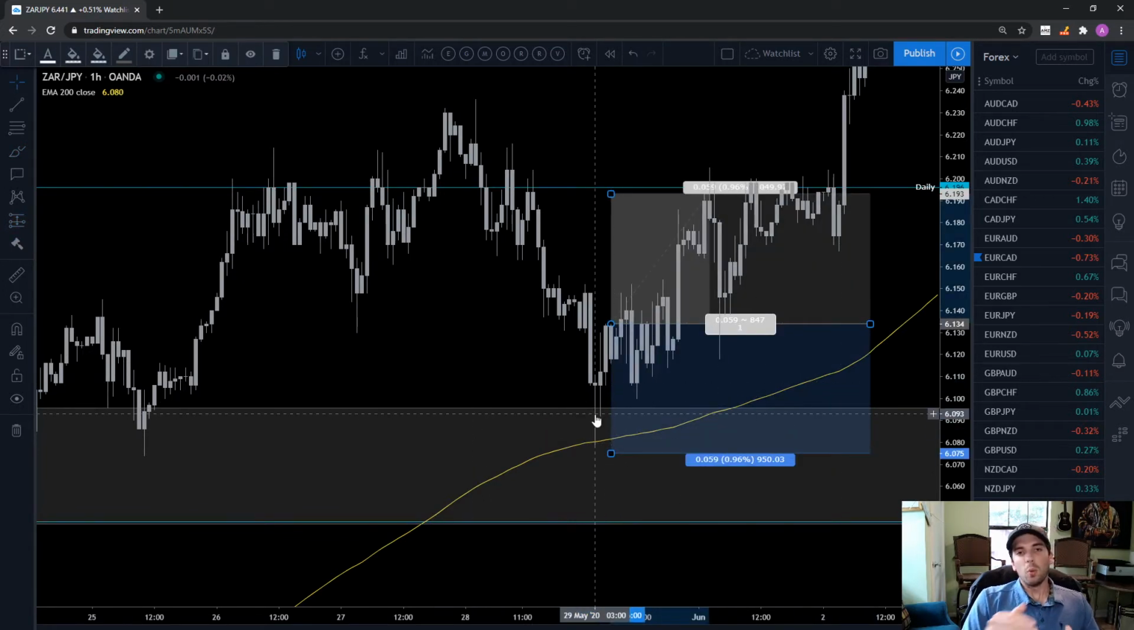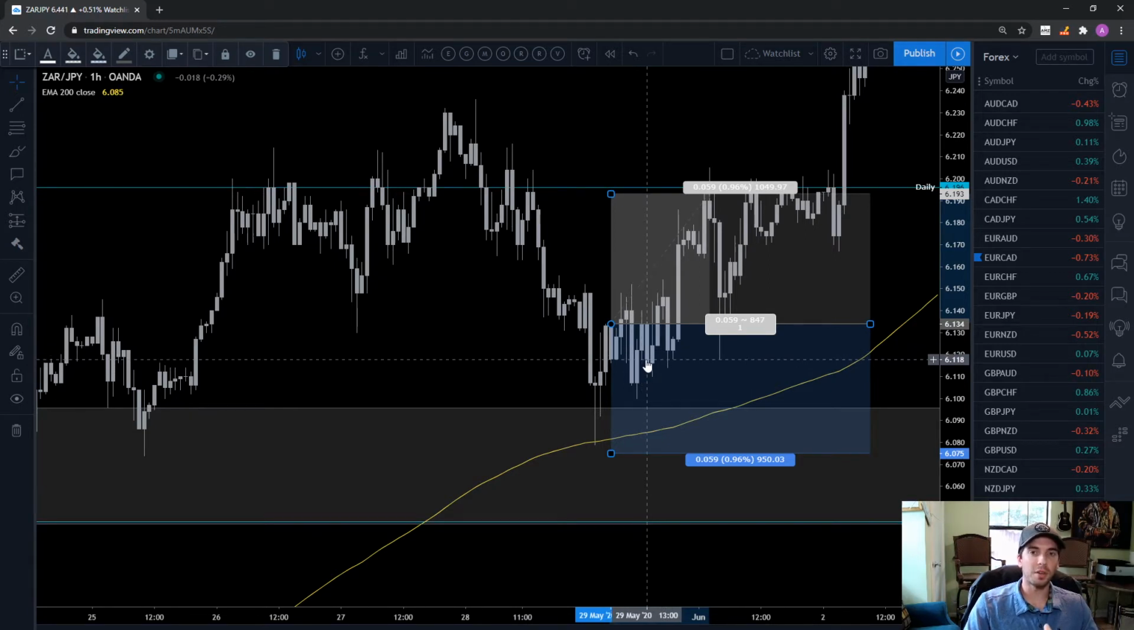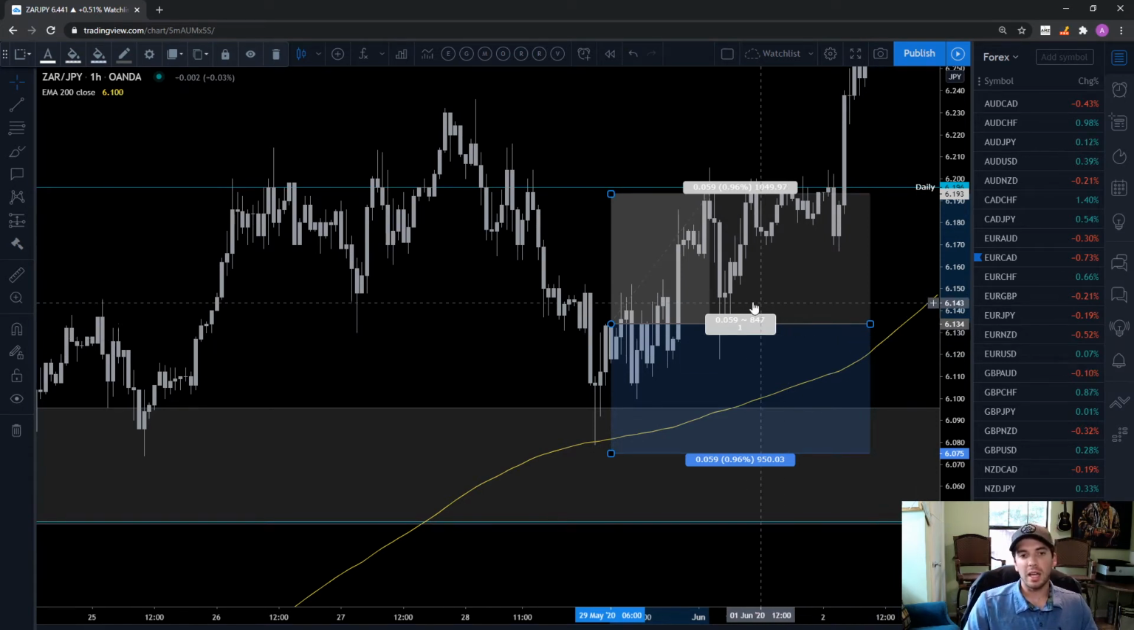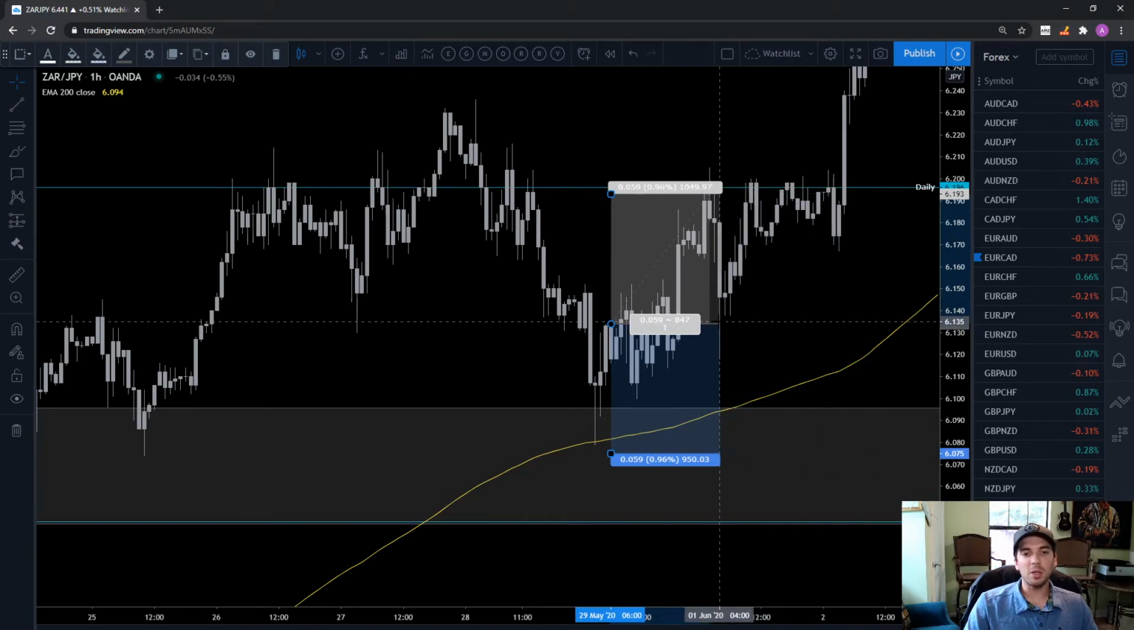So when you're placing your stop losses, your entries, and your targets, you always have to account for the spread. The spread varies per pair. For this pair, ZAR-JPY, maybe it's like 2 pips right now, generally ranging around 2 pips. And that spread is something you have to take into account.